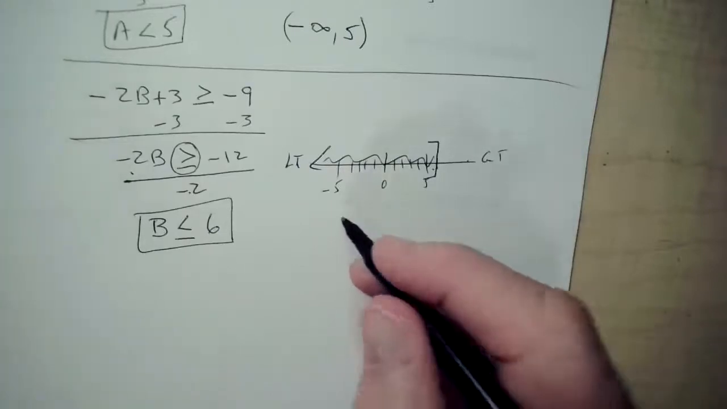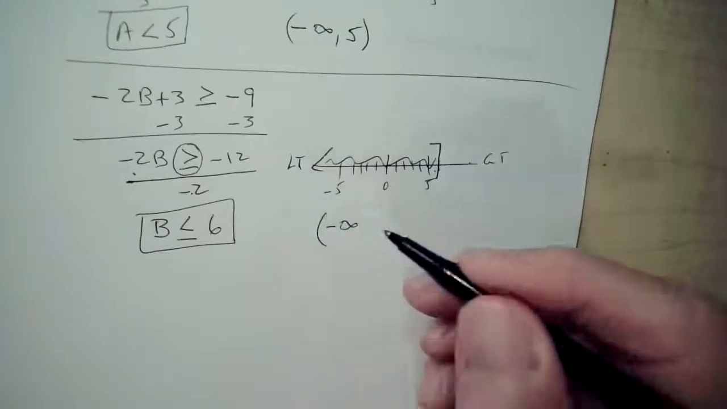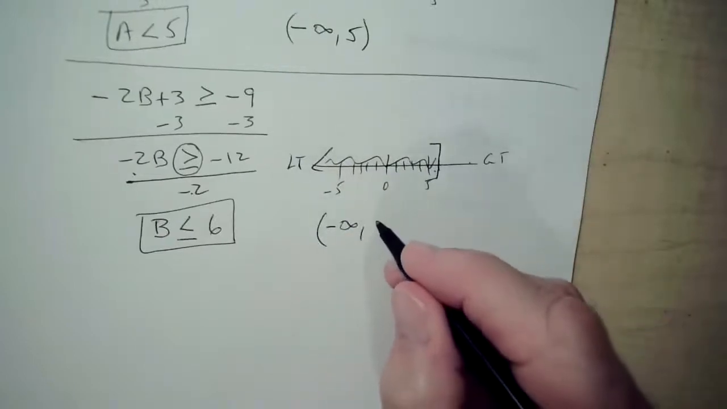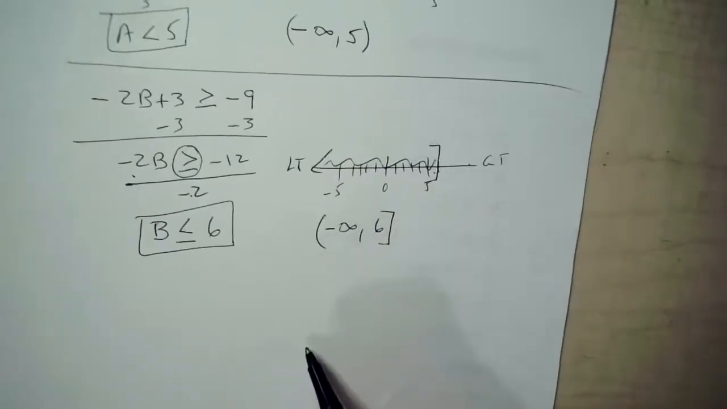And our interval notation, negative infinity on the low side with a parenthesis, and positive 6 on the high side with a bracket.